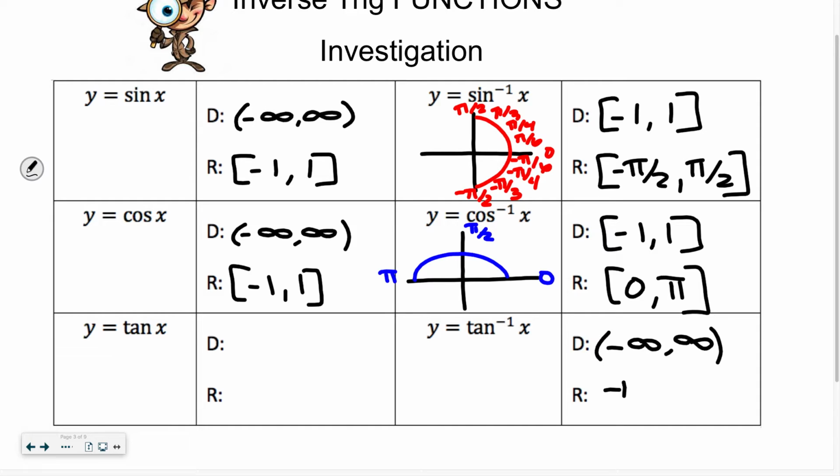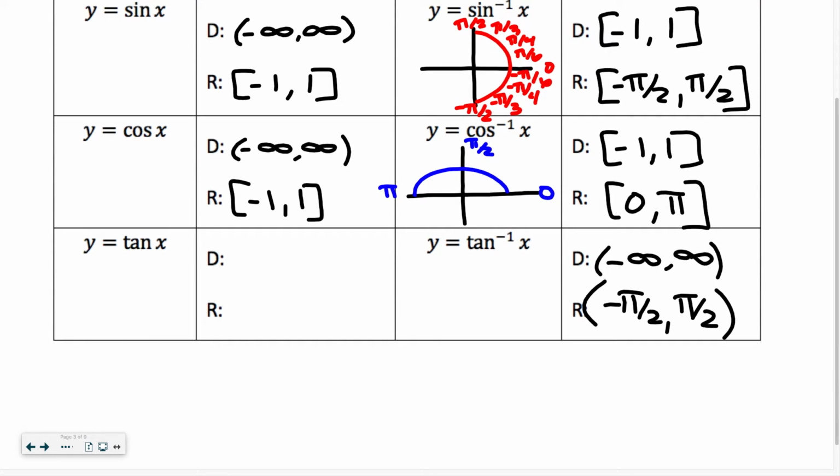And the range is negative pi halves to positive pi halves. Now, technically, I think the book will use parentheses around that range because the pi halves and negative pi halves have undefined tangents. I wouldn't be too picky about that right now, whether you're using parentheses or brackets. If you see something that asks about undefined tangent, you know it's the pi halves angle.